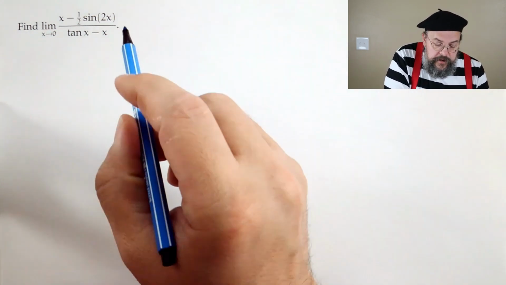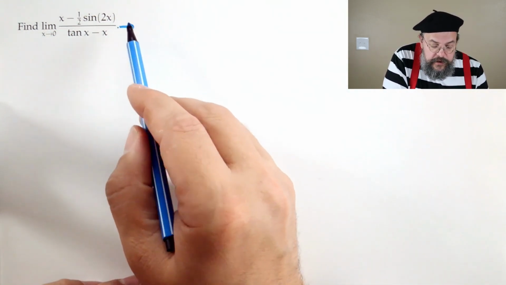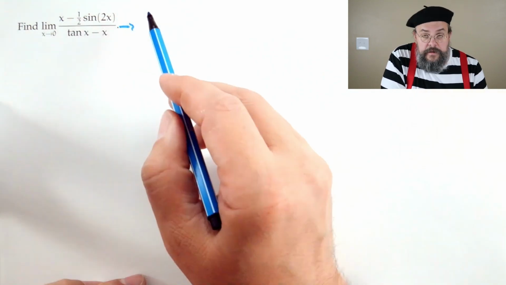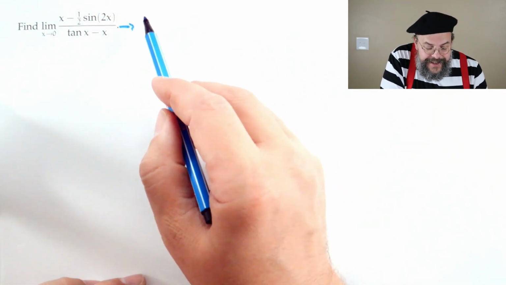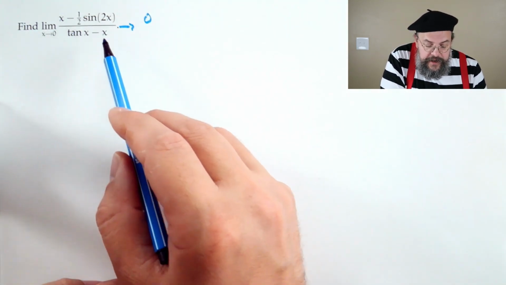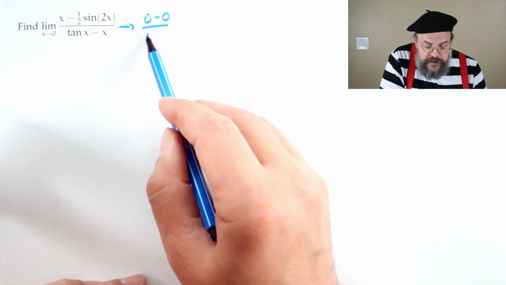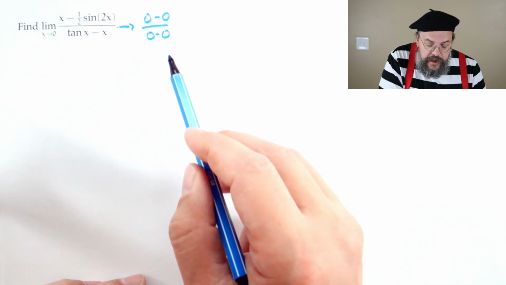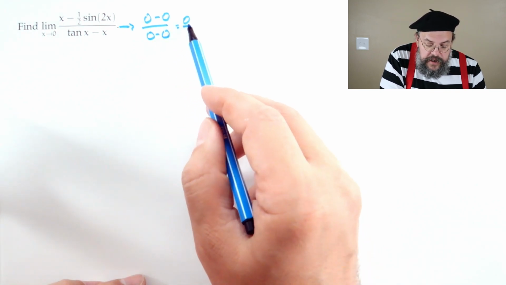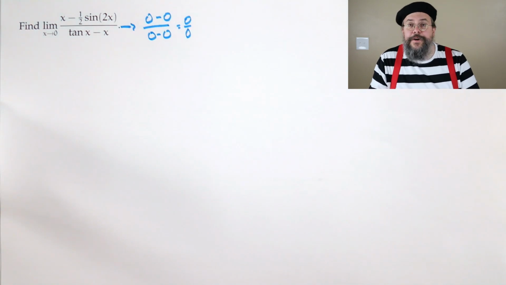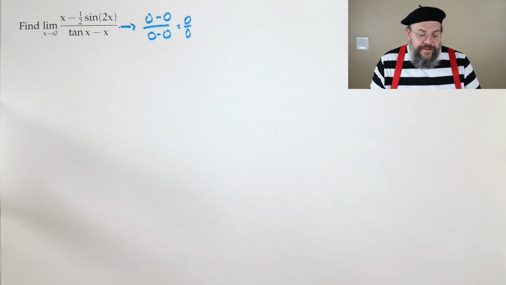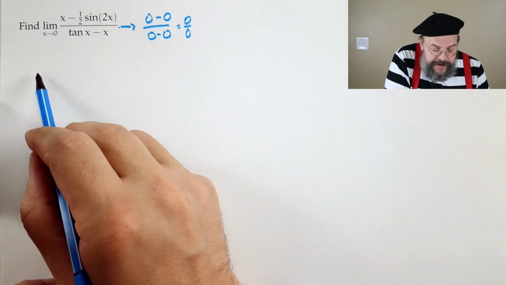So let's see what it's doing. So this is currently going to plug in 0, 0. That one's easy. That's 0. And then a half times sine of 0 is 0, because sine of 0 is 0. Downstairs, tangent of 0 is 0, minus 0. And we see, lo and behold, it is indeed 0 over 0, which means that we're dealing with something which is indeterminate. Aha! That means we can apply l'hôpital. Wonderful! So we're going to apply l'hôpital.